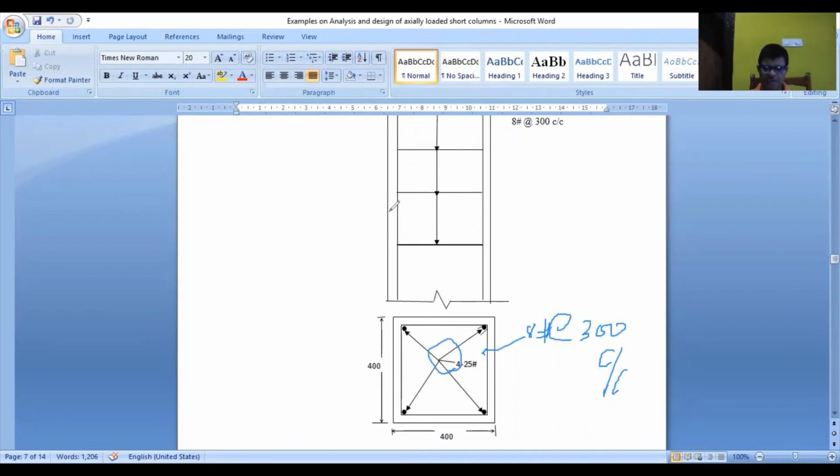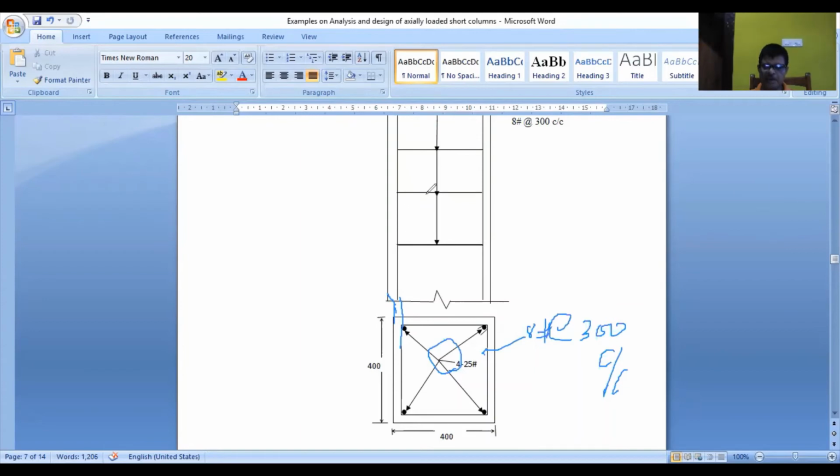Now if you draw its elevation, now this line will correspond to this line. This line will correspond to this line. This is not in line. This line is correspond to this line. This line will correspond to this line. Okay. Similarly, this line will correspond to this, and this line will correspond to this.